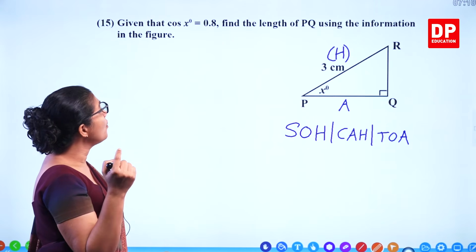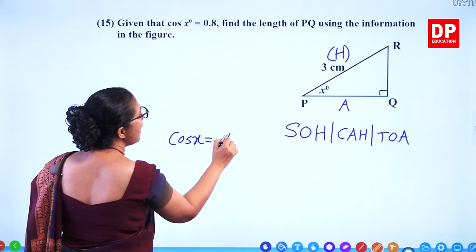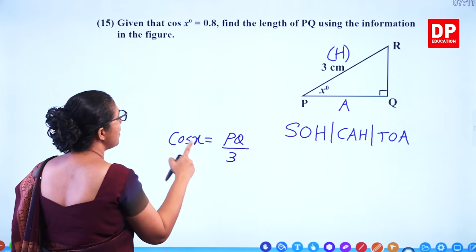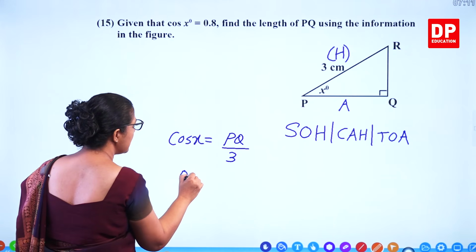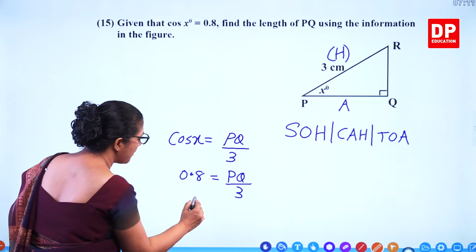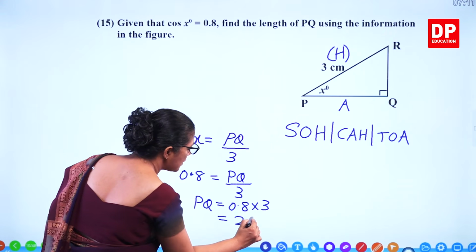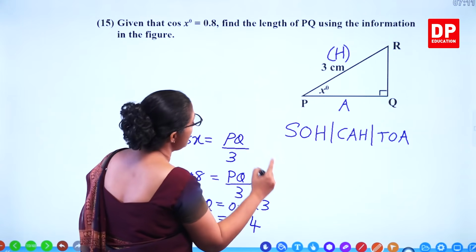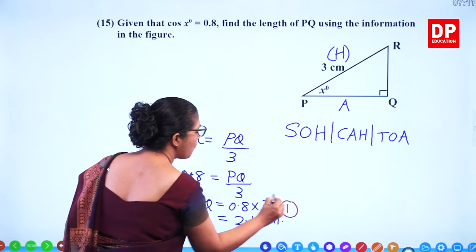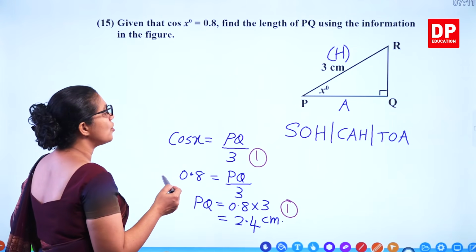So you need the cos ratio, cos x. So what is cos x? A means the adjacent, that means PQ here. PQ over 3. But we know the cos x value is 0.8. It's given. So what's the PQ length? You can multiply 0.8 by 3. So PQ becomes 0.8 times 3, 2.4. So this is in centimeters. So 2 marks: 1 mark for finding the answer and 1 mark for using the correct trigonometric ratio.